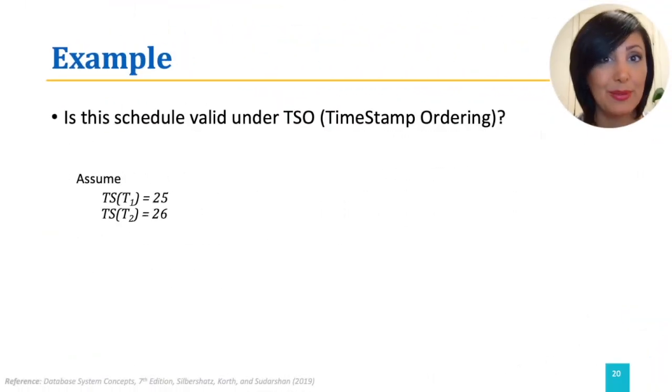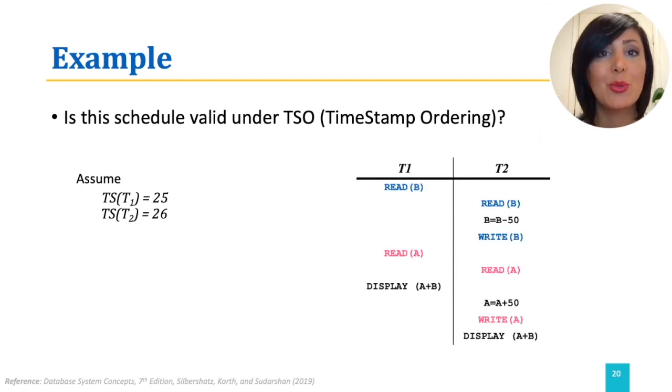As an example, let's consider transactions T1 and T2 in the figure. T1 is reading A and B to display them. T2 is transferring $50 from account B to account A, and then displays the contents of both. The read and write operations are highlighted. Prior to these transactions, the read and write timestamps of objects A and B are both 0.